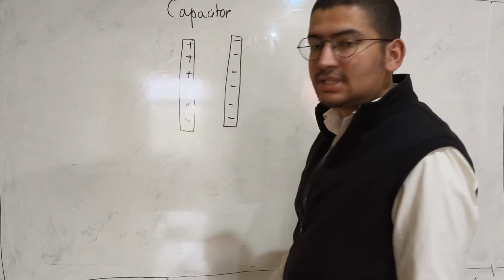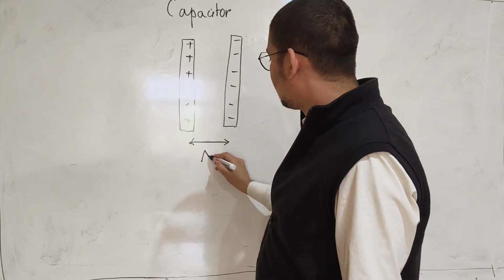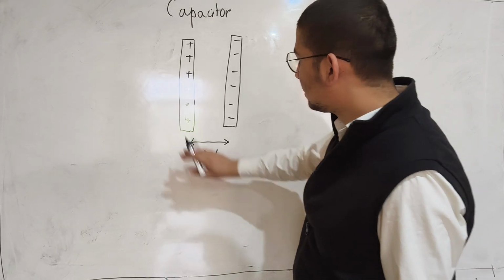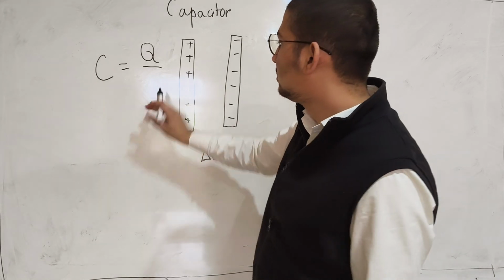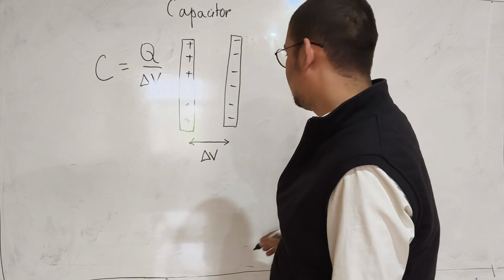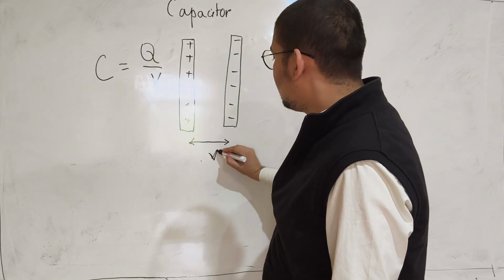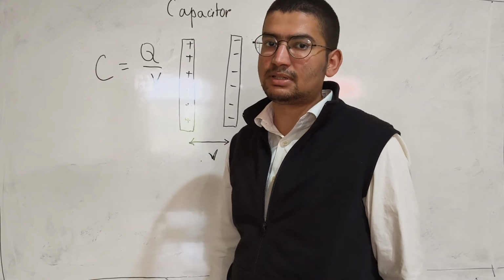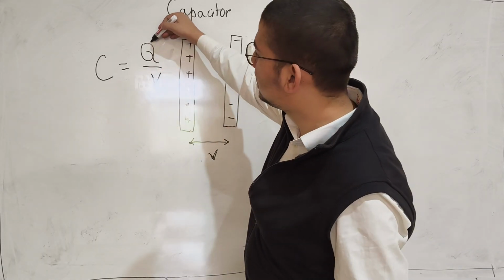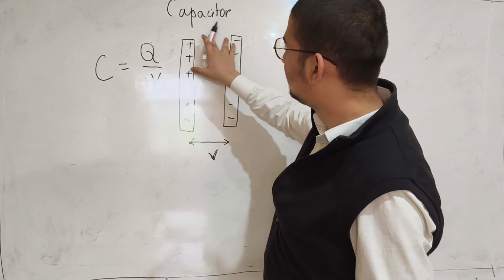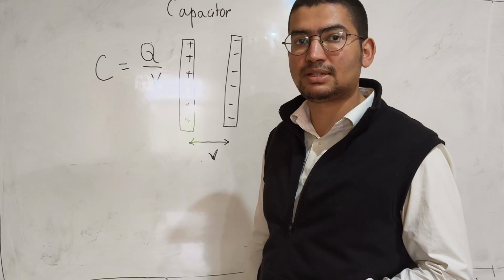So how much charge can a capacitor store? Q is the charge the capacitor can store per unit potential difference, delta V, or I can just write it as V for now. So it will give you the capacitance of the capacitor. If a particular capacitor can store a large amount of charge at a very small potential difference between the plates, then it has a very high capacitance.